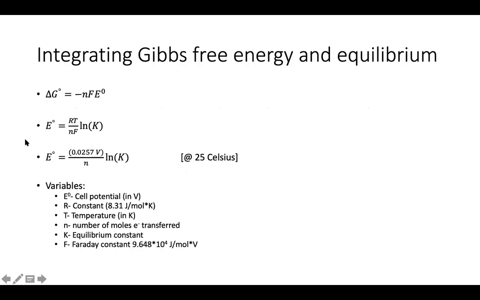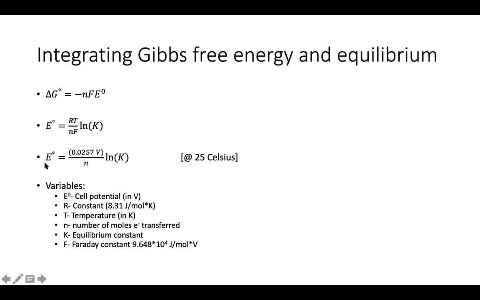Okay, these couple of equations really just relate cell potential to Gibbs free energy and equilibrium, right? So delta G naught is equal to negative nFE naught. n is how many electrons are transferred in our redox. F is Faraday's constant. E naught is our standard cell potential.